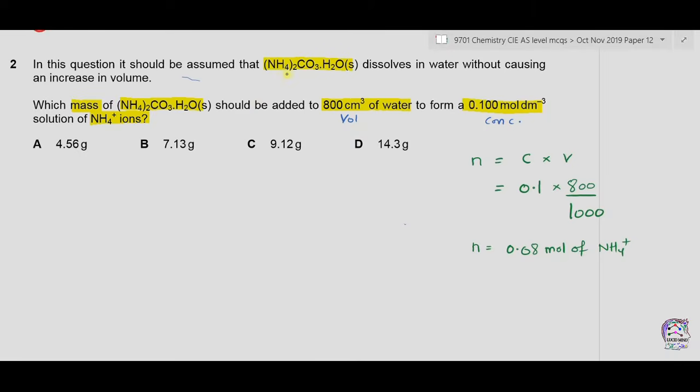Now let's write a balanced chemical equation for the dissolution of ammonium carbonate H2O in water. We can write the equation as this: ammonium carbonate dot H2O dissolves in water to give ammonium ions and carbonate ions. In order to balance, we have 2 moles of ammonium ions produced from 1 mole of ammonium carbonate dot H2O solid.